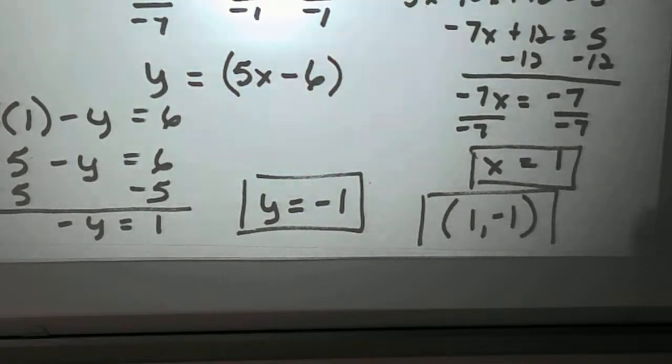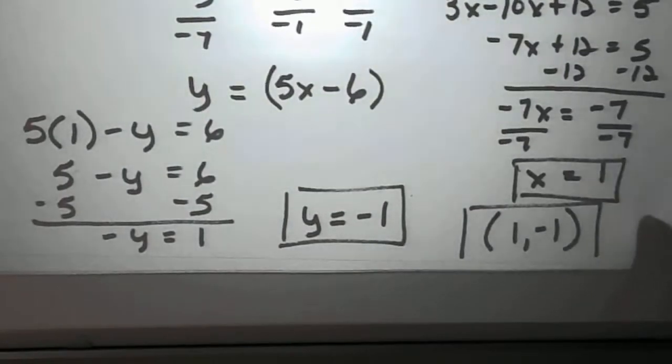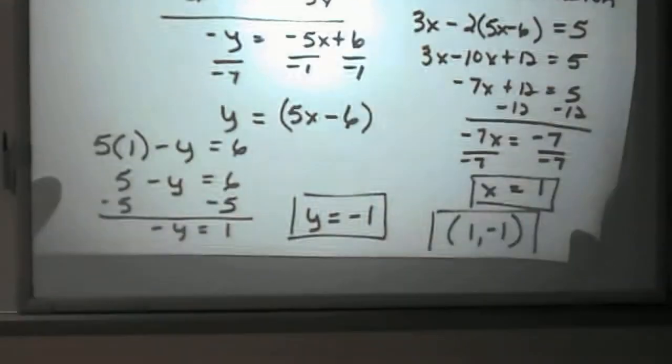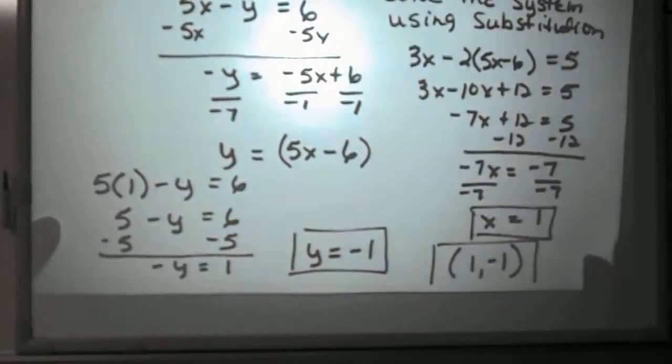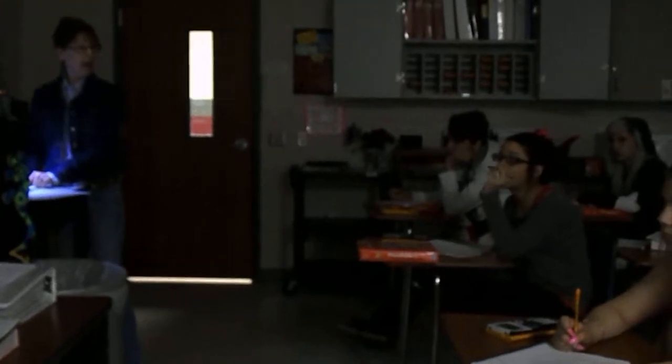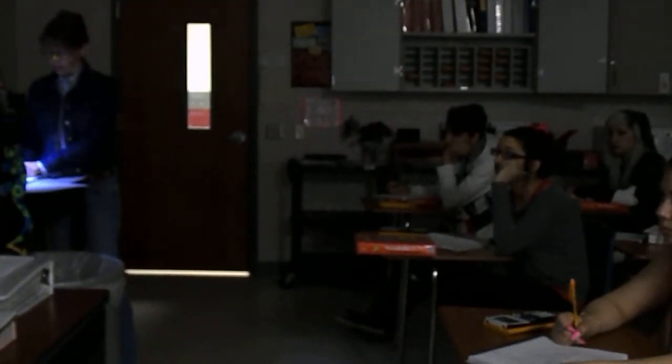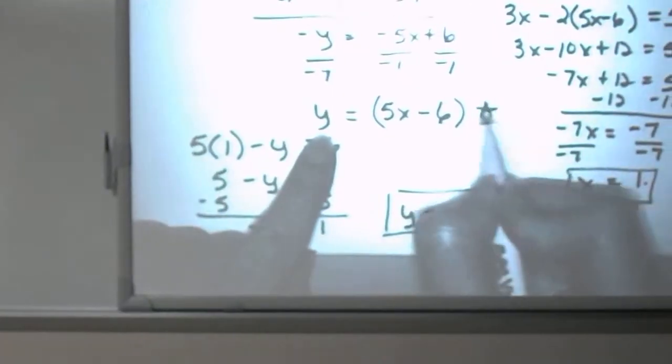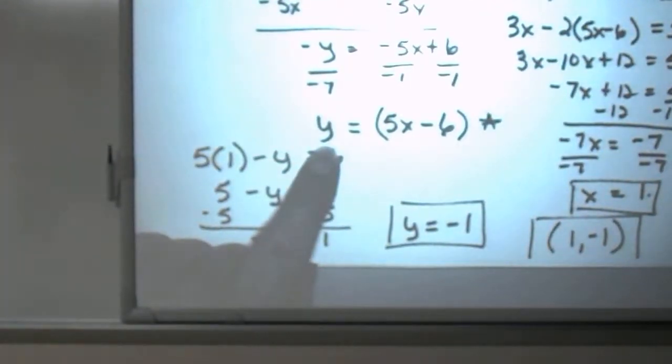Let's do one that is not consistent. Could you put x equals 1 instead of y equals 5x minus 6? Very good, absolutely. Why not? We have a y already solved for. This would have been so much faster. Excellent.